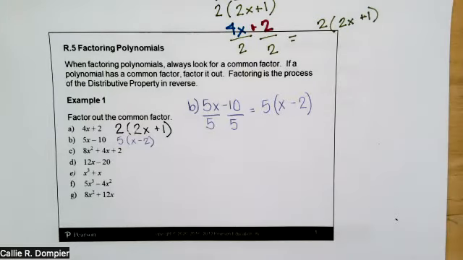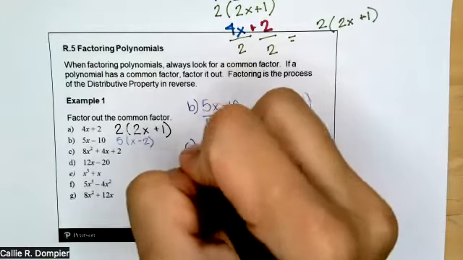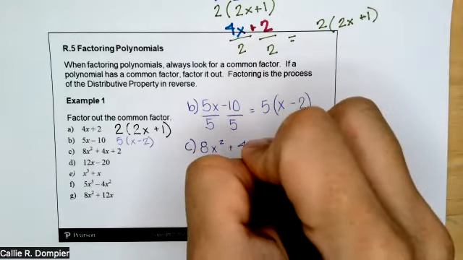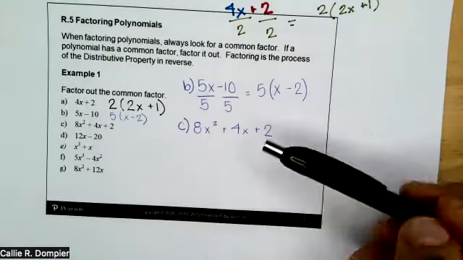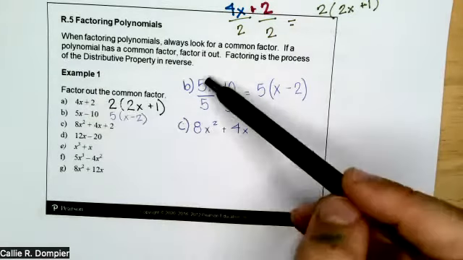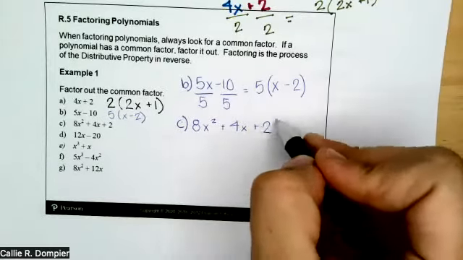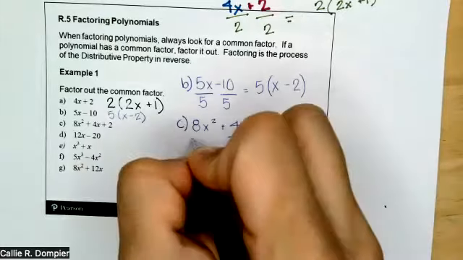All right, letter C was 8x squared plus 4x plus 2. It's easy to look at your smallest number. Here, our smallest number was 2. We were able to divide them both by 2. Here, our smallest number was 5. We were able to divide both by 5. So this is 2 without any x's. So the biggest term we could possibly divide everything by is 2.